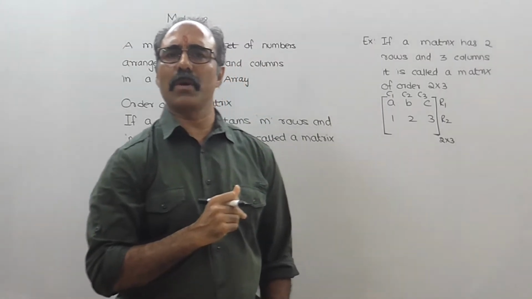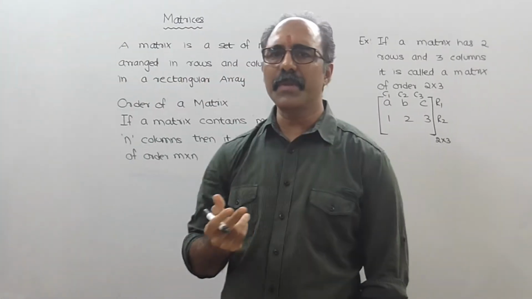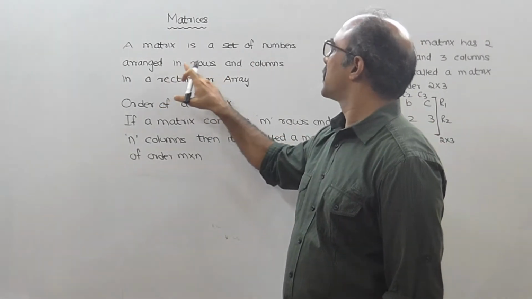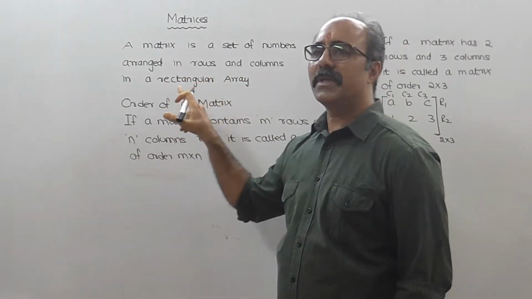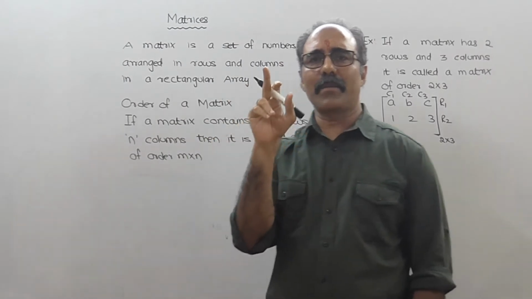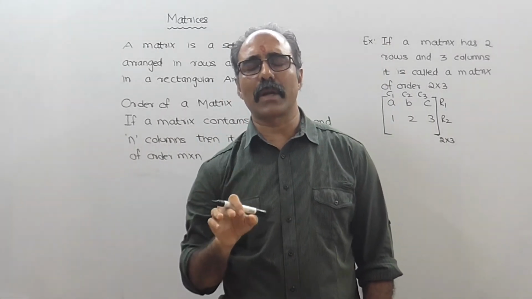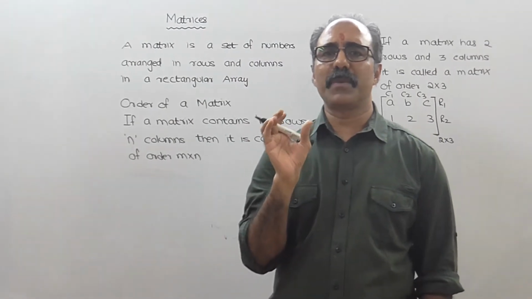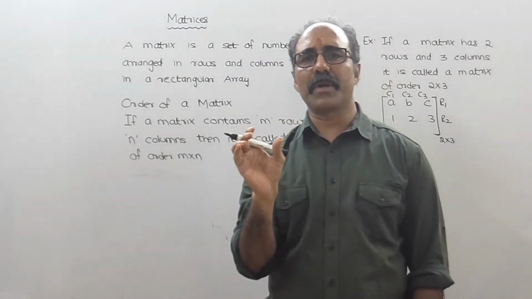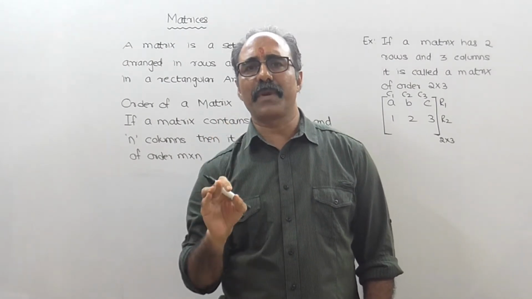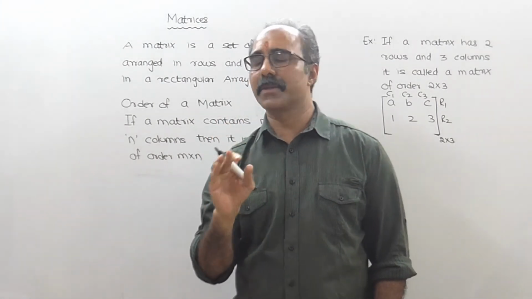We are going to do a chapter called matrices. What is the meaning of a matrix? A matrix is nothing but a set of numbers arranged in rows and columns in a rectangular array. Rectangular array means anything that is enclosed in a rectangular bracket. So whenever you have an arrangement of numbers, alphabets, trigonometric ratios, etc. enclosed in rectangular brackets, then that sort of an arrangement is called a matrix.